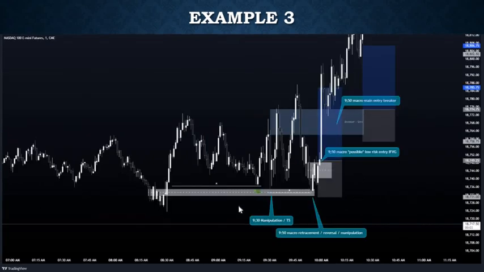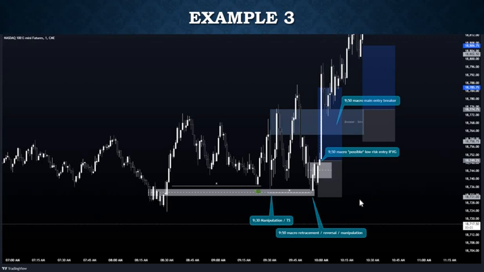Example number 3 is going to be 930 manipulation move. We sweep sell side liquidity here on the sell side liquidity pool. Also at the same time, we are tapping into a 1-minute inverse fair value gap, respecting it, coming back higher, and we see we're having some seek and destroy market profile here, but that's because we are still in the opening range. So between 9:30 and 10 o'clock is going to be the opening range.